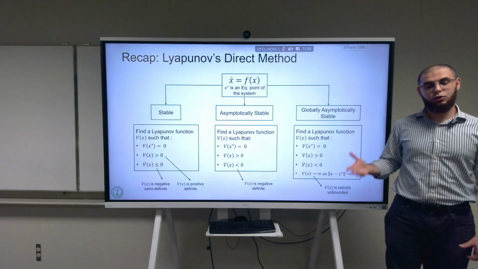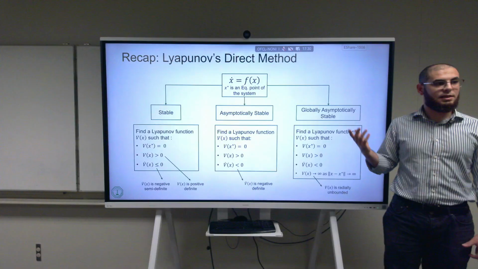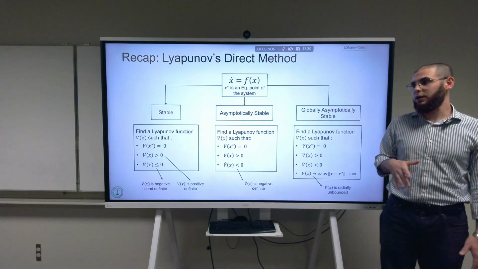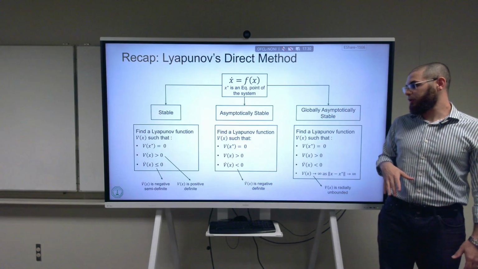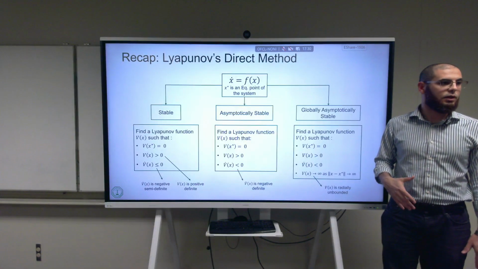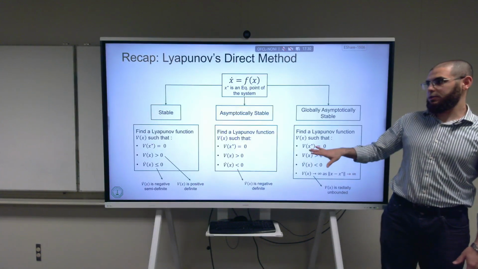And if you can also show in addition that V of x, the original Lyapunov function, is radially unbounded, so it goes to infinity if you move everywhere away from the equilibrium point, then you can show with that condition as well that you have global asymptotic stability.